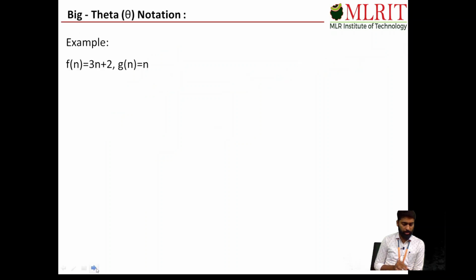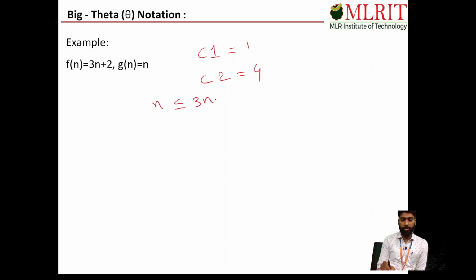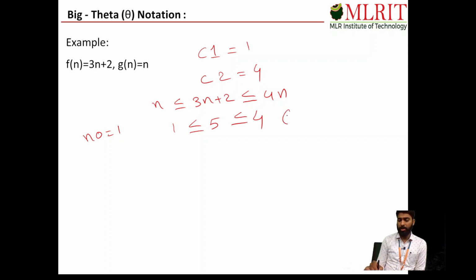Let us discuss with one example. So, f of n equals to 3n plus 2, g of n equals to n. Here I am taking c1, c2. So, let us assume c1 equals to 1, c2 equals to 4. So, what is the condition? c1 into g of n, that means n less than or equals to 3n plus 2 less than or equals to c2, which is 4 into n. Now, substitute n naught equals to 1: 1 less than or equals to 3 into 1, 3 plus 2, 5, less than or equals to 4. Not satisfied.